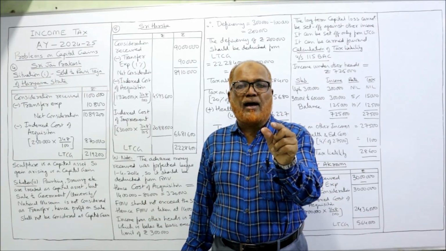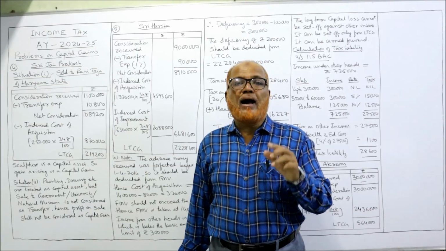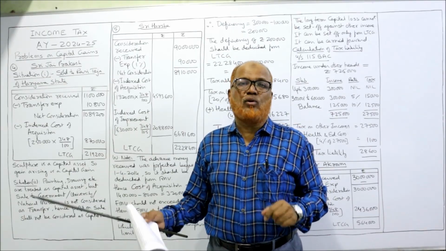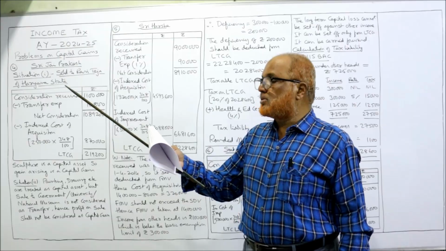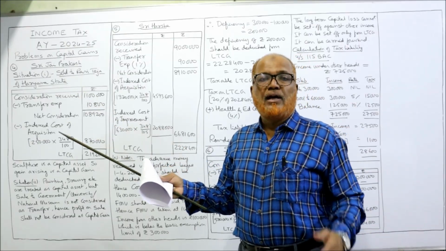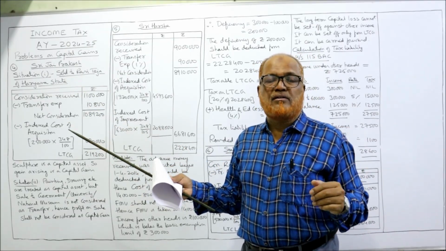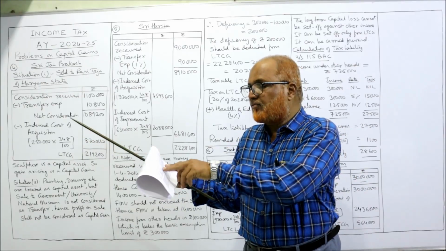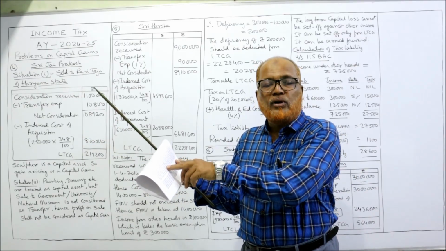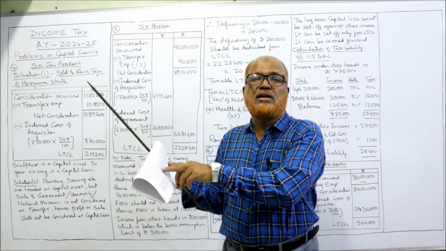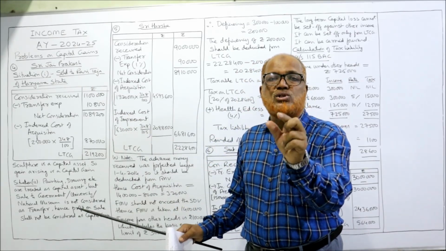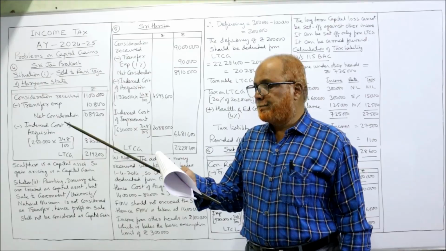From this 14 lakh, deduct the advance money received and forfeited. How much advance money was received? 80,000. 80,000 was received and forfeited. So that 80,000 we will deduct from 14 lakh. So 14 lakh minus 80,000, 13 lakh 20,000 is the cost of acquisition.